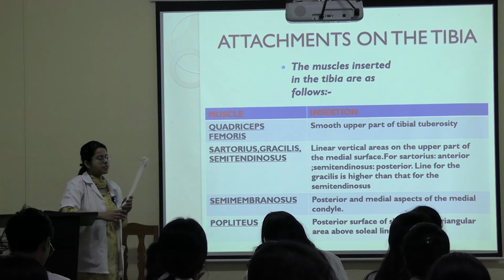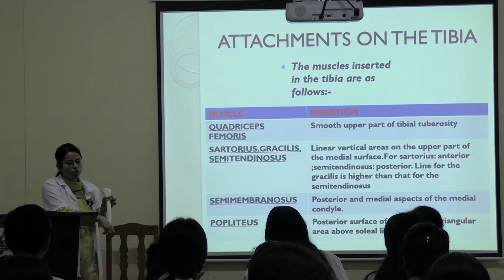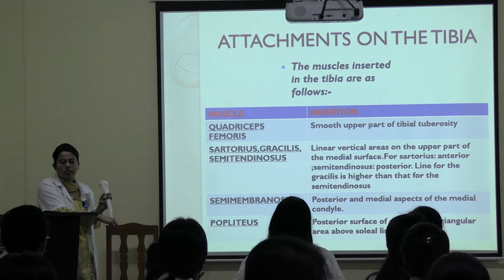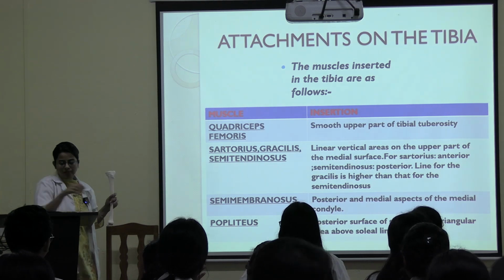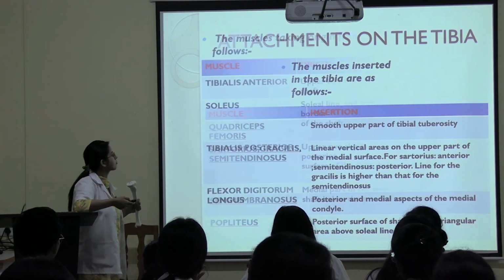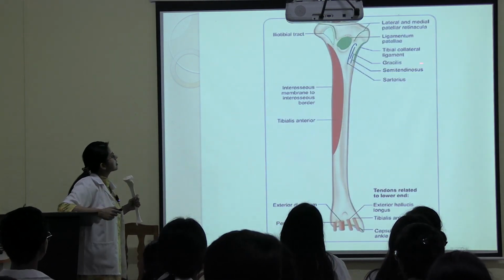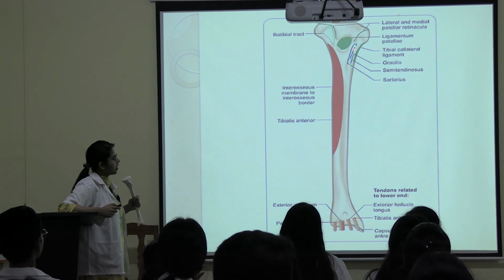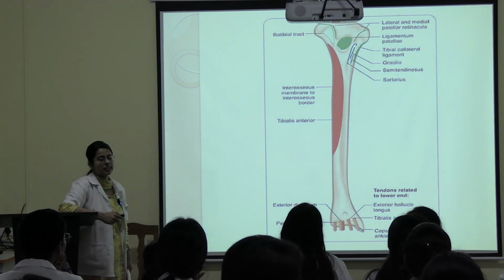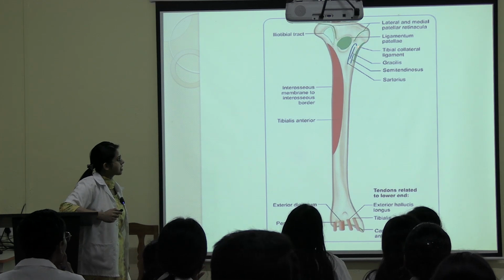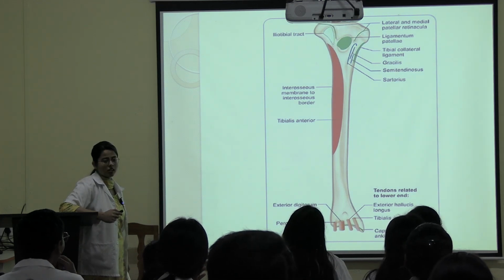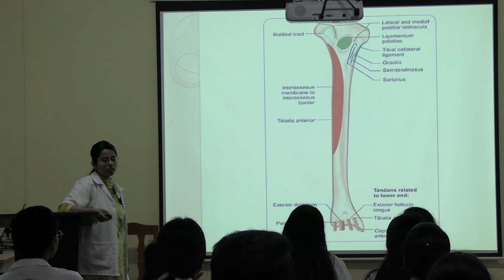In the medial surface, three muscles are inserted: sartorius, gracilis and semitendinosus. See, this is the medial surface. These muscles will have linear vertical lines of insertion. Can you see these are inserted vertically? These three muscles, are you seeing?